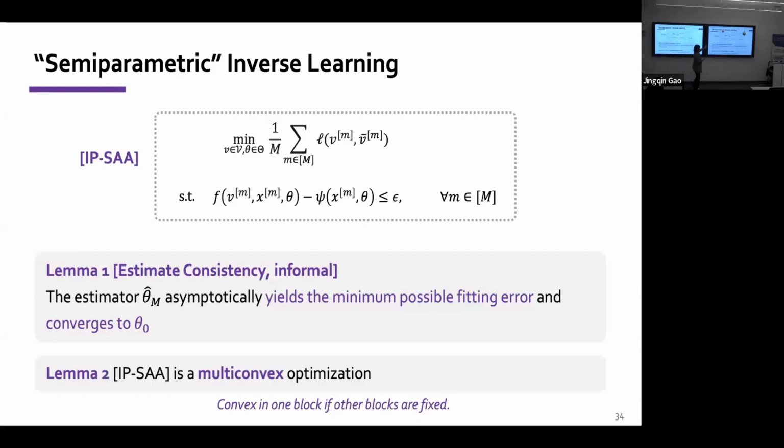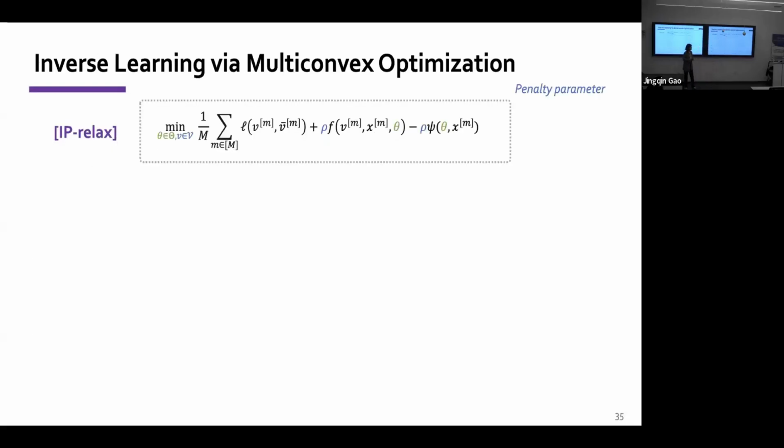So this inverse problem is not a general non-convex optimization, but instead, we can show that it is actually a special type of non-convex problem. It's what we call multi-convex. You can think of it as if we fix one block of the variables, then these functions will become convex in the other blocks. And next slide, we want to show how these multi-convexities allow an efficient decomposition algorithm.